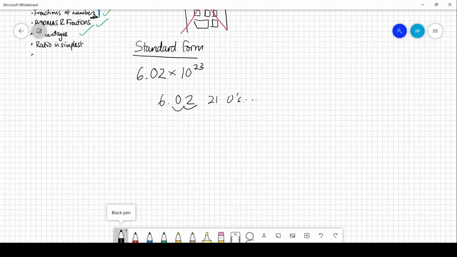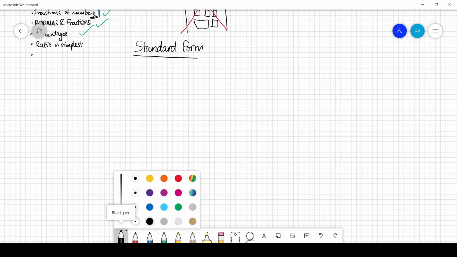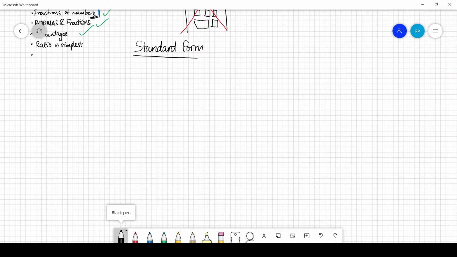And I'm not going to write this out, but it's an example to show how to convert from standard form to an ordinary number, and perhaps going backwards as well. You'll be expected to carry out some calculations with standard form as well. So if I have two numbers written in standard form, like 5.5 times 10 to the 5 times, let's say, 2 times 10 to the 4, how would we find the final answer as well in standard form?